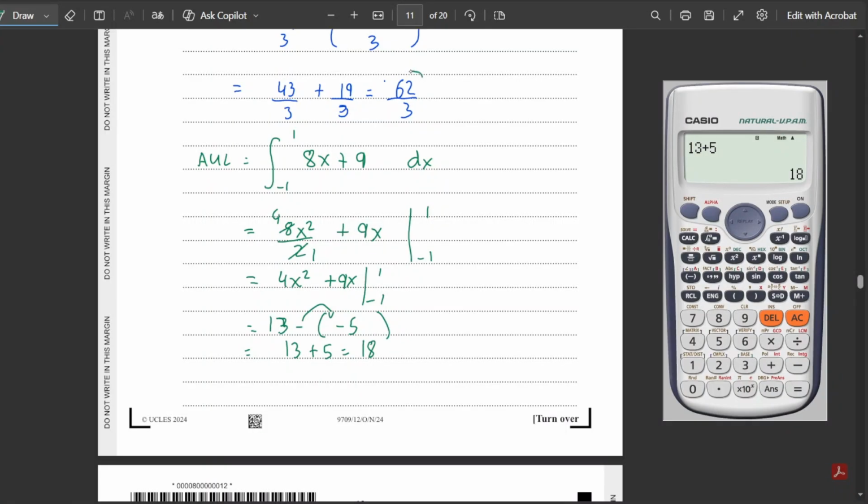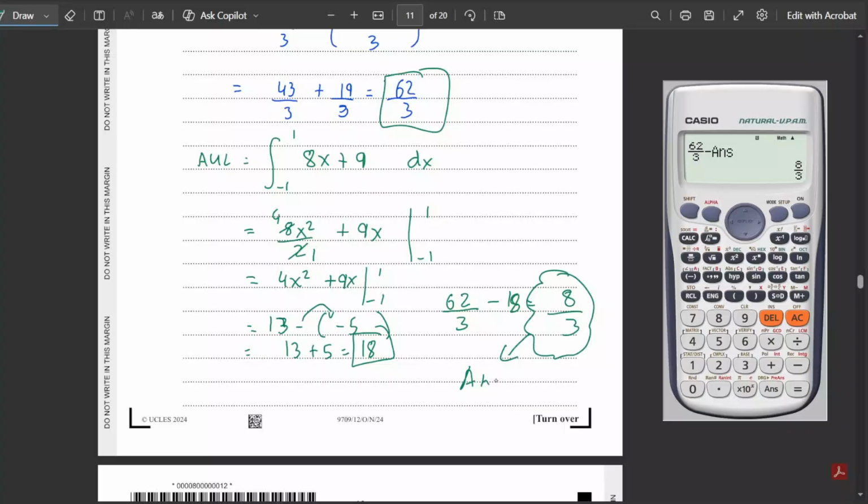So I have this and this. I have to subtract these two. So 62 over 3 minus 18. That's going to give me 62 over 3 minus 18, the answer, which was 18. So I get 8 over 3. 8 over 3. This right here is going to be my answer, or my area of the shaded region.